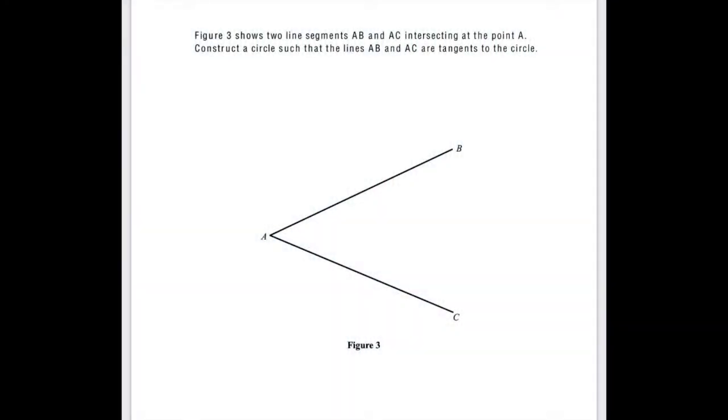Figure 3 shows two line segments AB and AC intersecting at a point A. Construct a circle such that the lines AB and AC are tangents to the circle. From the question, we know that this circle has to be within angle BAC, or in between line segment AB and AC, in order for them to be both the tangent of the circle.